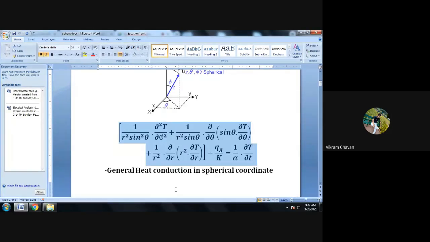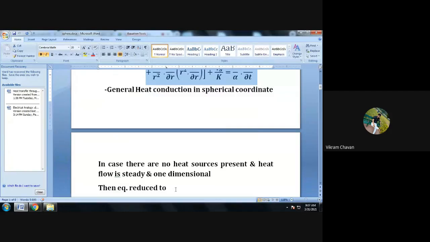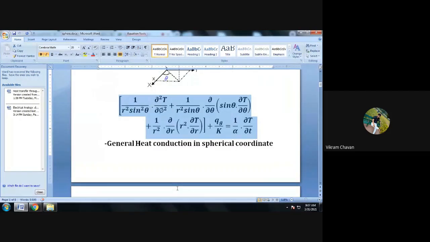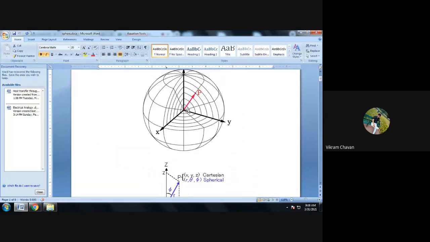So this is the general heat conduction equation in spherical coordinates that we discussed in the last lecture. If you consider that in a sphere there is no heat source present and the heat flow is steady and one dimensional, then one dimensional means the heat is flowing in the radial direction only. Radial direction means from the center of the sphere towards its surface. That direction will be considered as the radial direction.